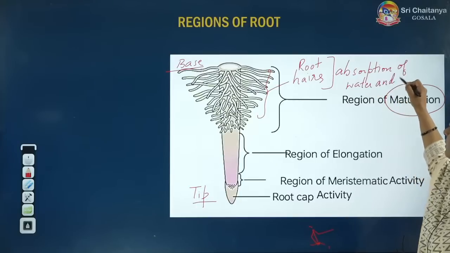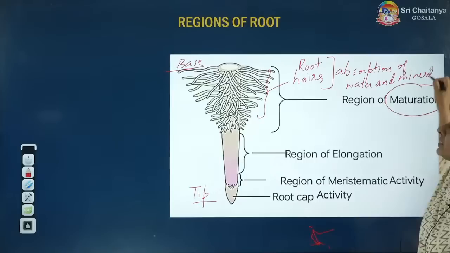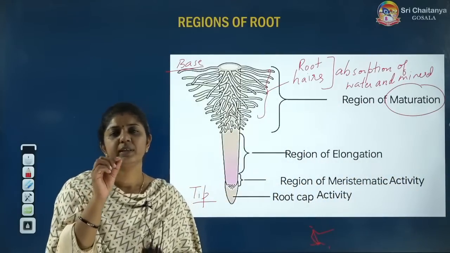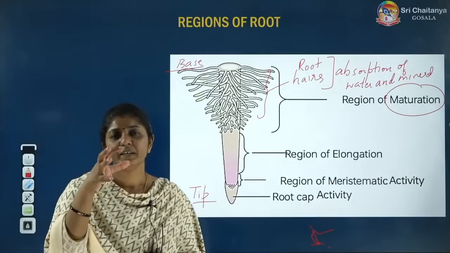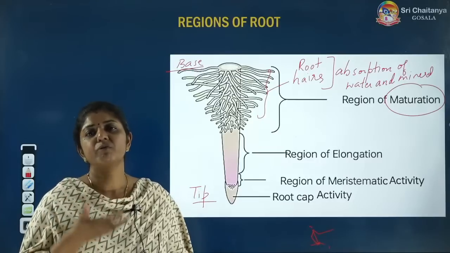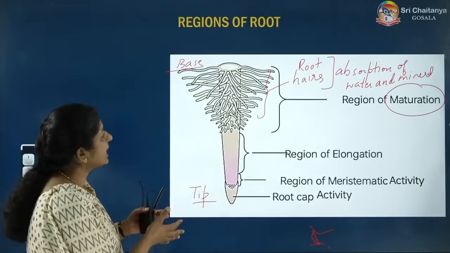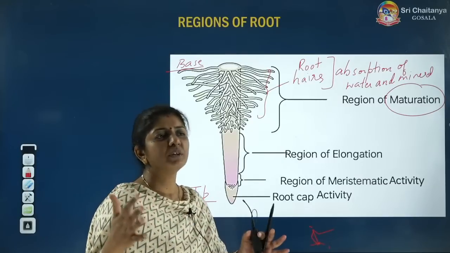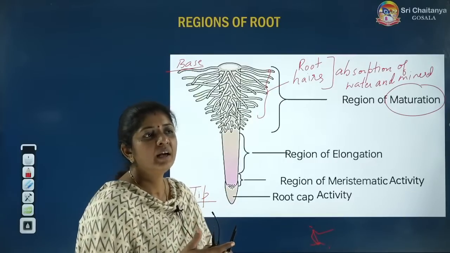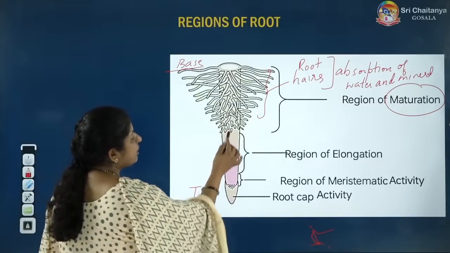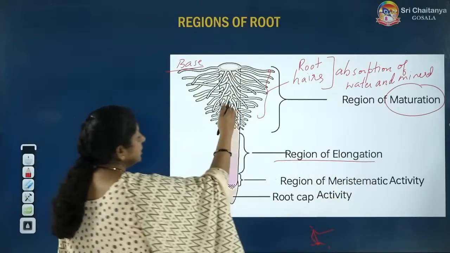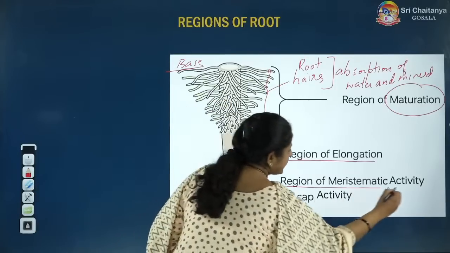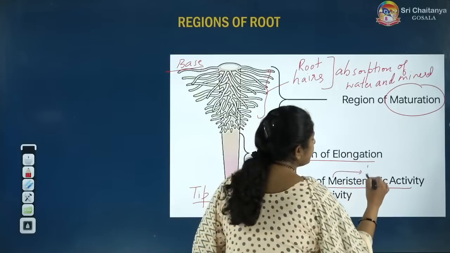It is increasing the surface area. Maybe in your 10th standard you learned the digestion topic. There you have villi in the intestine which increase the surface area for absorption. Likewise, roots have these hairs to absorb the maximum water and minerals from the soil. Then the region of elongation helps the growth of the root towards the soil. Region of meristematic means here cells keep on dividing.